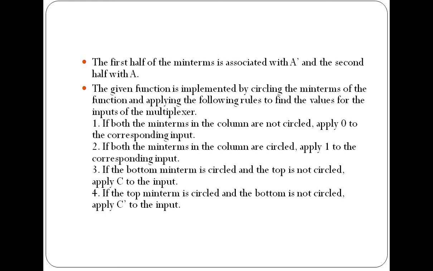The first rule is, if both the minterms in the column are not circled, then apply 0 to the corresponding input. If both the minterms in the column are circled, then apply a 1. If the bottom minterm is circled and the top is not circled, then apply C. If the top minterm is circled and the bottom is not circled, then apply C complement to the input.